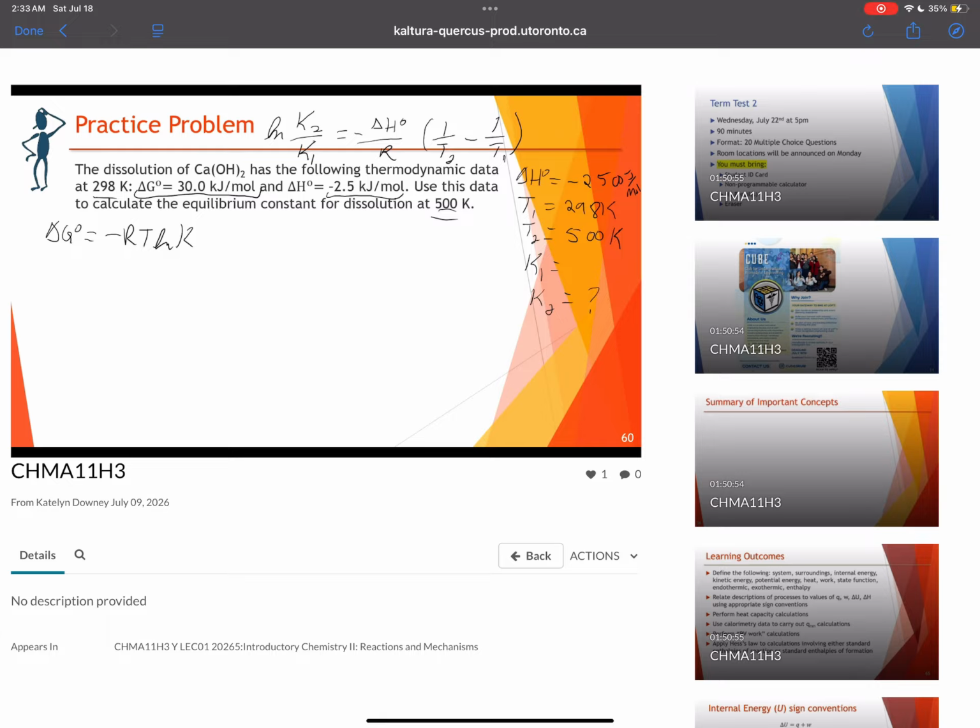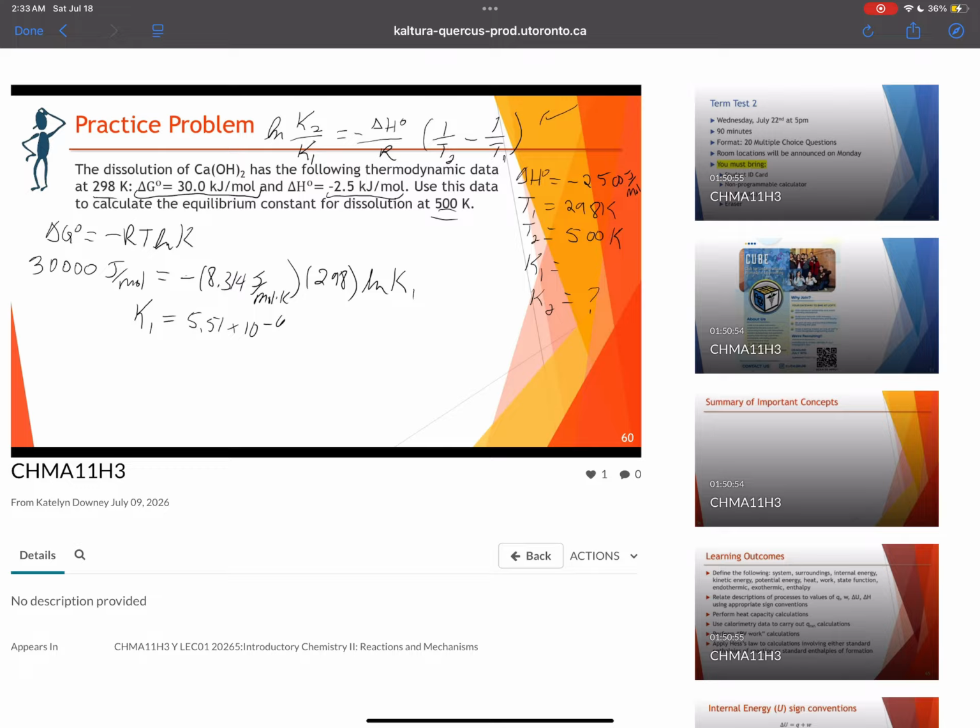So our delta G is 30 kilojoules per mole. I'm going to write that in joules, so 30,000, right, multiplied by 1,000 joules per mole is equal to minus R, which is my gas constant, joules per mole times Kelvin, times my temperature, which is 298, times ln K. And when I solve this out, this will be K1. My K1, my K at 298, is equal to 5.51 times 10 to the minus 6. And a reminder, our equilibrium constants do not have units, they're unitless. Okay, great, so now I have K1.